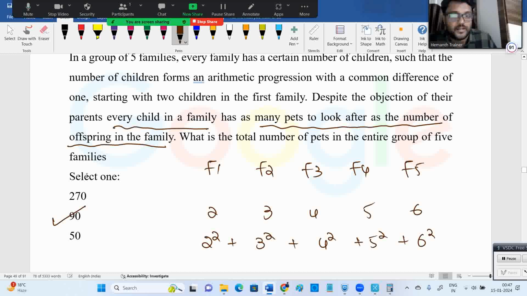Every person in the family, each child in the family, has as many offspring as the number of children in that family. So 2 each, 2, 2. This guy, each person is having 3, 3 into 3, 9, like that.